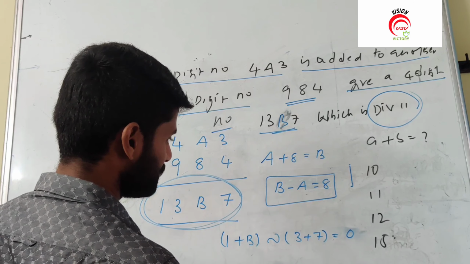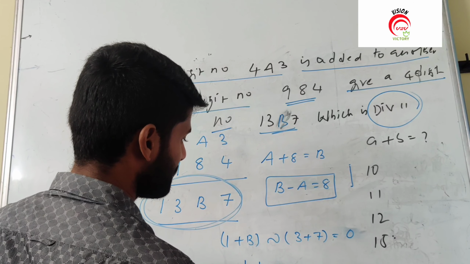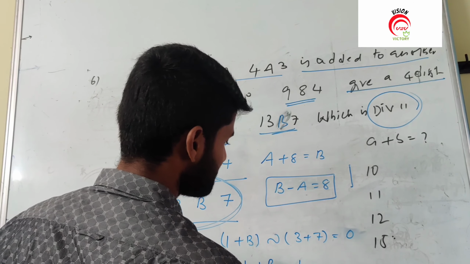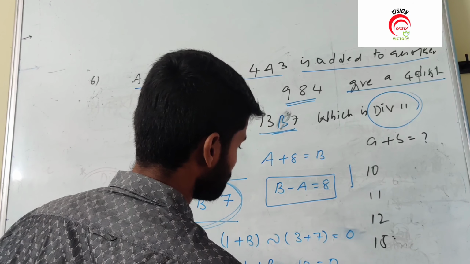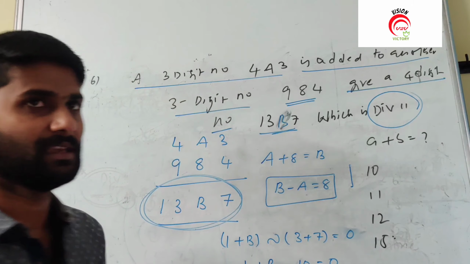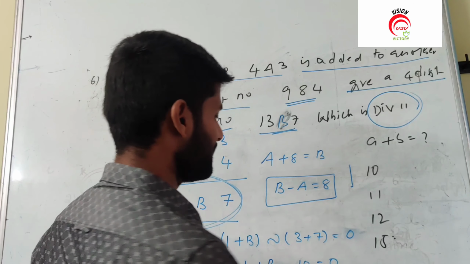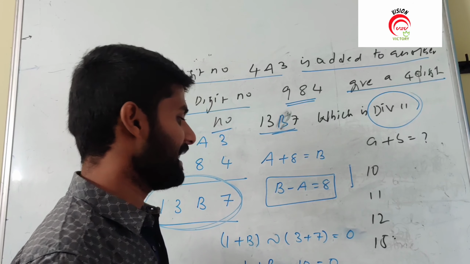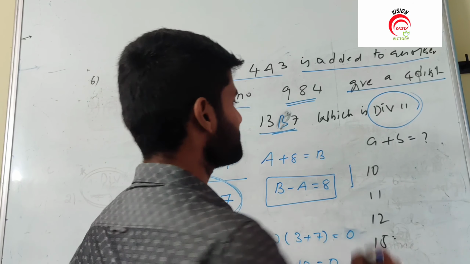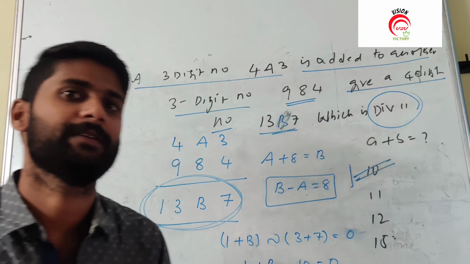Then we get the final value. The difference 1 plus B minus 10 is exactly equal to 0. Then the B value is exactly equal to 9 only. If B is equal to 9, definitely A is equal to 1. So we get the values of B and A. The sum of these numbers is always 10 only.